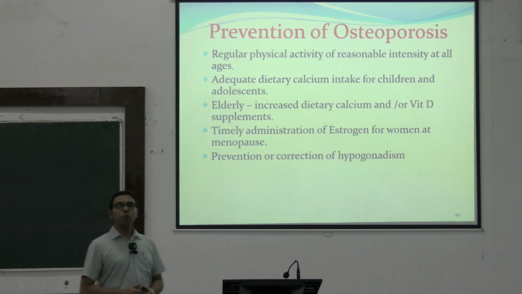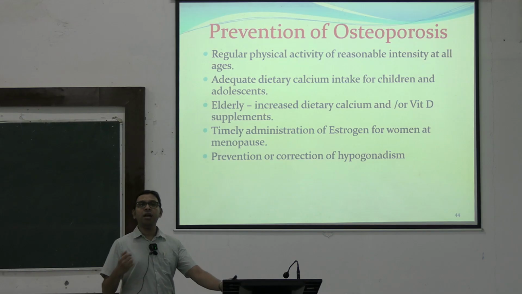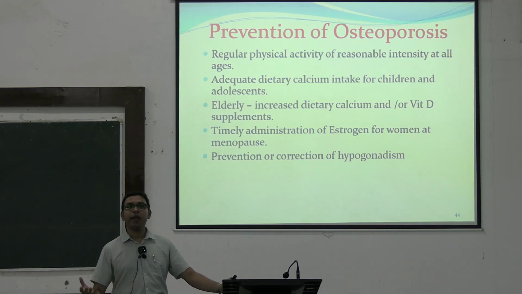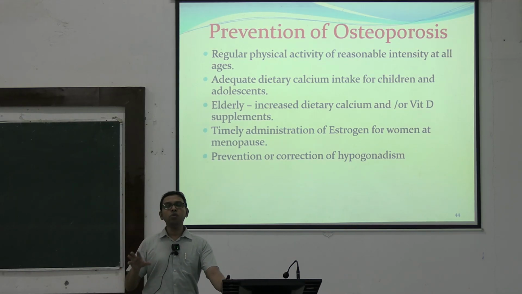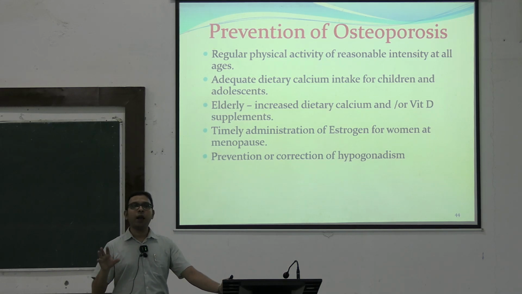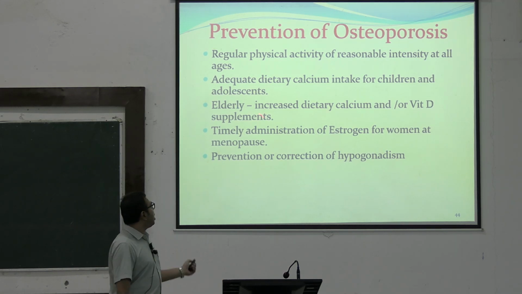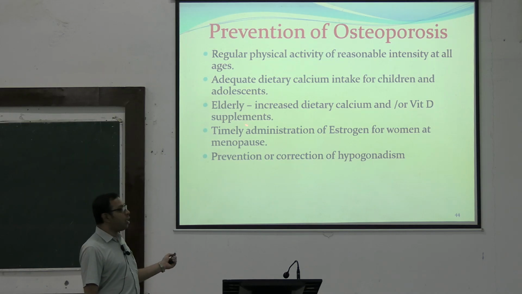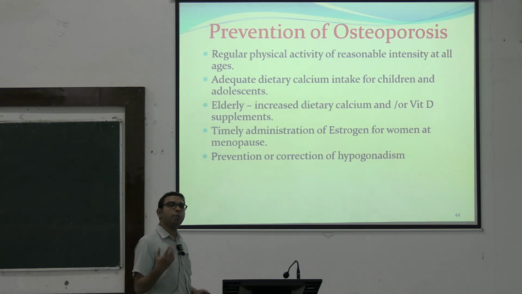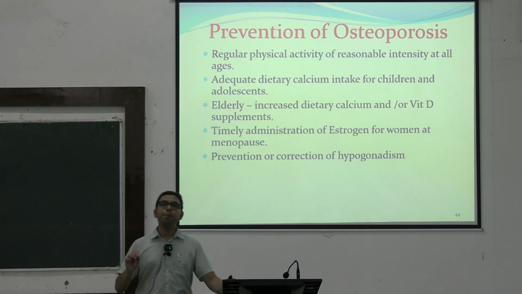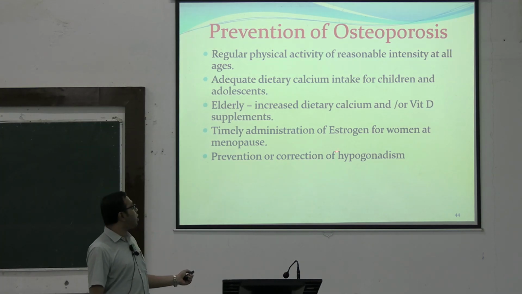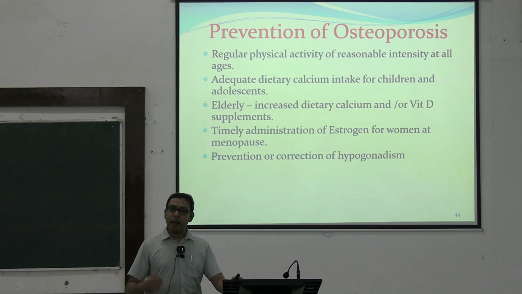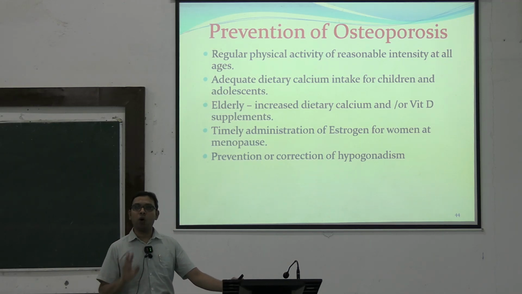For prevention of osteoporosis, apart from this therapy, we need regular resistance training, resistance exercise, and aerobic exercise. Nutrition therapy is needed, replete with adequate amounts of calcium and vitamin D. In the elderly, increased dietary calcium and vitamin D supplements are often required. Adequate dietary calcium is to be taken by children. Timely administration of estrogen, because postmenopausal osteoporosis is very common. So, estrogen replacement therapy we can give. Prevention or correction of hypogonadism. Hypogonadism can happen in males, which leads to decreased androgen synthesis, and that also leads to osteoporosis.